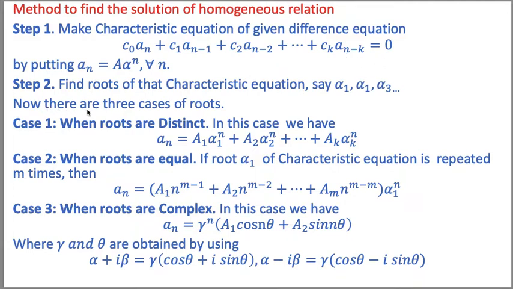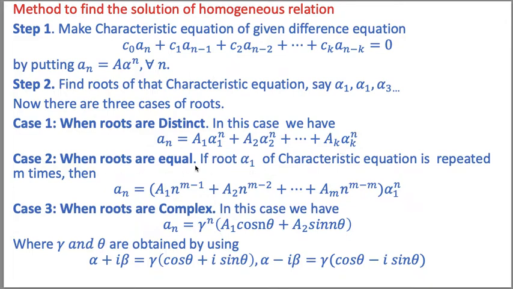Now there are three cases of roots. Number 1, when roots are distinct. If roots are distinct, then we have a solution of the form a1 alpha 1 raised to power n plus a2 alpha 2 raised to power n plus ... plus ak alpha k raised to power n.